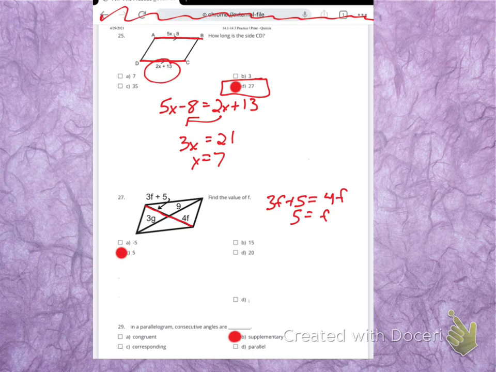Cool. Pretty easy. In a parallelogram, consecutive angles are supplementary. So that would mean this angle and this angle are supplementary because they're on a straight line and they equal 180. This angle and this angle would also be consecutive because they're on a straight line and they equal 180.